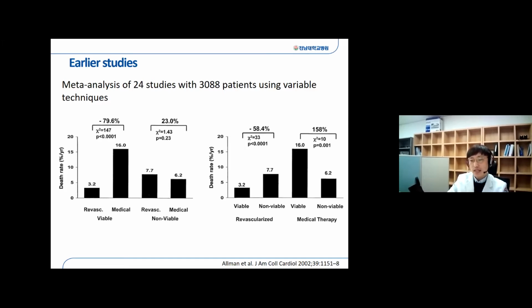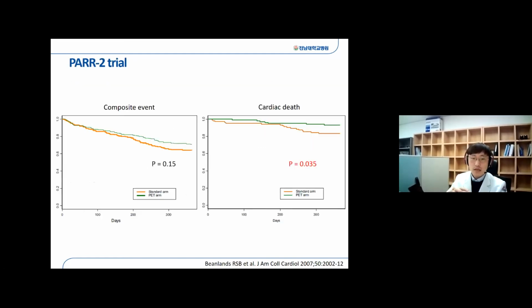So we have to detect the presence of viable myocardium and aggressively revascularize the infarct-related artery in such cases. It makes sense. The myocardium is viable, so we revascularize the vessel, the function comes back, and the prognosis can be improved in such patients. However, it did not work in the following randomized clinical trials, beginning with the PARR-2 trial, as you can see here.